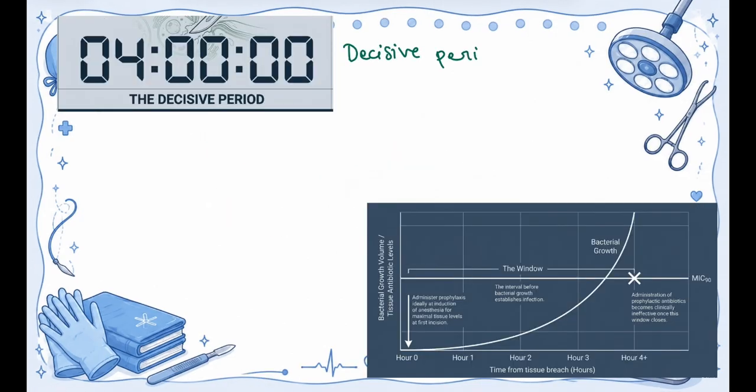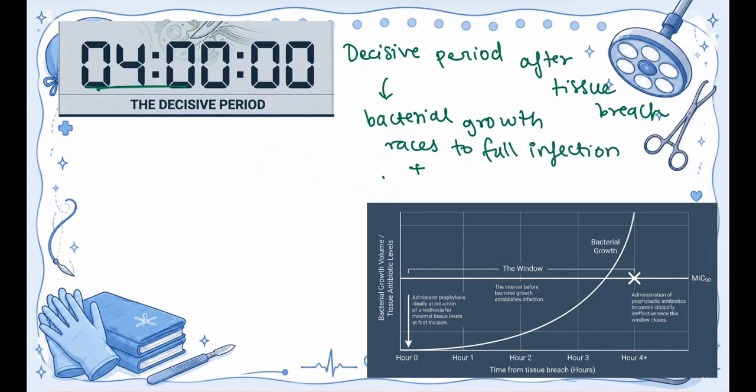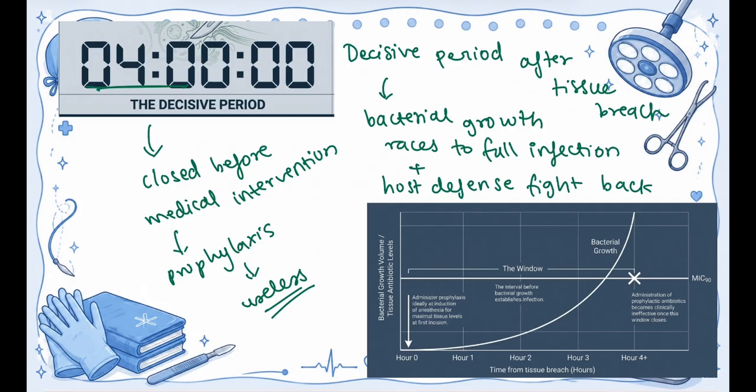Following any tissue breach, we immediately enter a critical, decisive period. This is a narrow 4-hour window. During this exact time frame, bacterial growth races to establish a full infection. Simultaneously, the host defenses fight back to clear the contamination. If this 4-hour window closes before medical intervention occurs, prophylactic antibiotics become clinically ineffective. The battle is already lost.